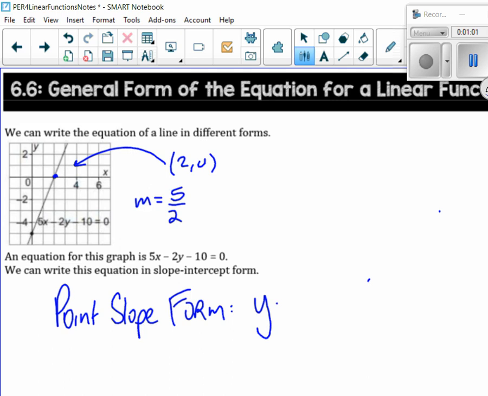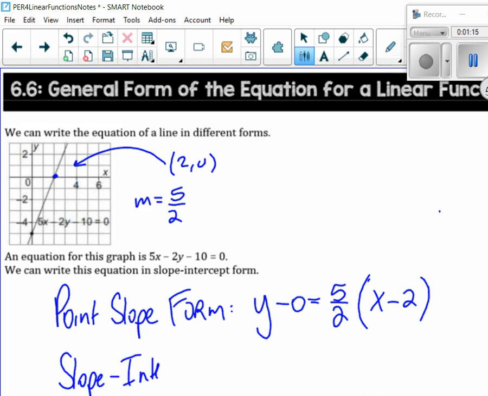y minus 0. We don't need to actually have the 0 there, but yeah, equals what? 5 over 2 times (x minus 2). Okay, so now let's put it in slope-intercept form. What's slope-intercept form? Look at the graph and tell me what the slope-intercept form is. You can tell me.